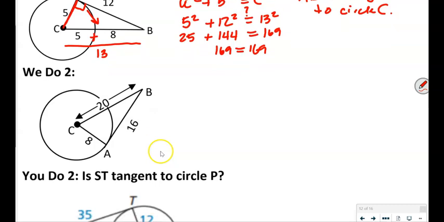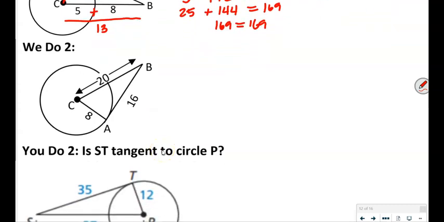Okay? So let's see if you guys can do this next one. Come back to me when you're done. Think about where the right angle would be and which of these three sides would be the hypotenuse. Okay, I know that that's the right angle because that's where the radius and the tangent intersect, right? So this would have to be my C, so our other two sides are going to be A and B. So 8 squared plus 16 squared. The question is, does that equal our 20 squared, right?